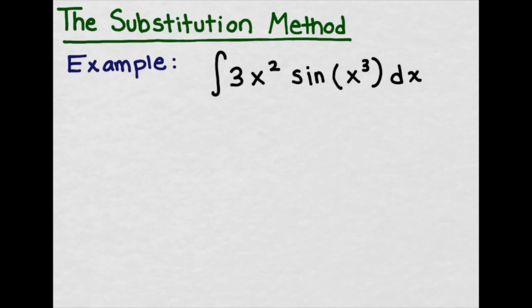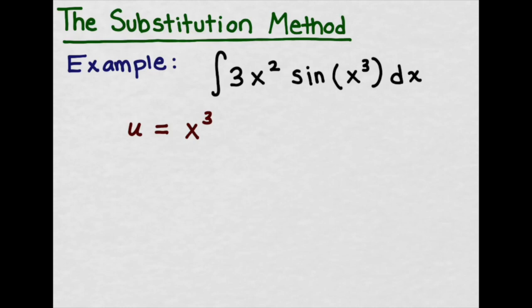To apply the substitution method, the first step is to determine an expression for a variable called u. So let's say u is equal to x cubed. Notice that x cubed is in the argument of the sine function.